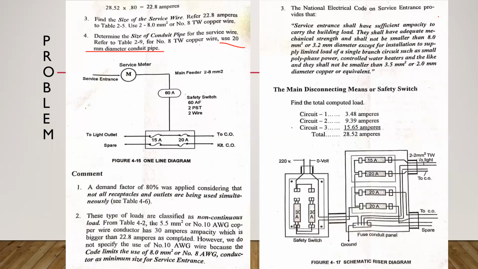So, next is yung ating main disconnecting means or yung ating safety switch. Find the total computed load. So, yung ating mga current load. So, may total tayo na 28.52 amperes. Okay, so yung total computed load natin is 28.52 amperes. And then yung gagamitin natin na service entrance wire is 8.0 or number 8 na conductor wire. And then magpo-fall yung conductor wire natin sa 40 amperes, di ba?